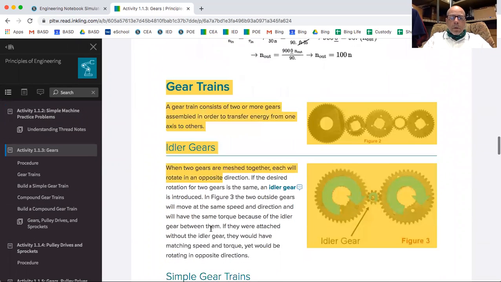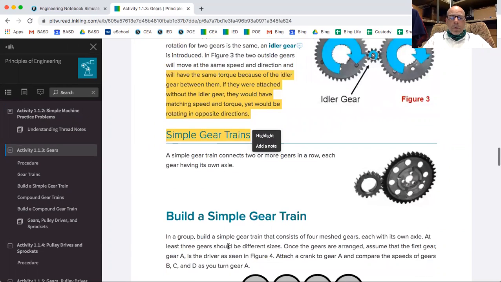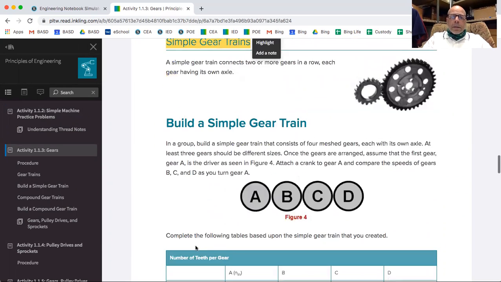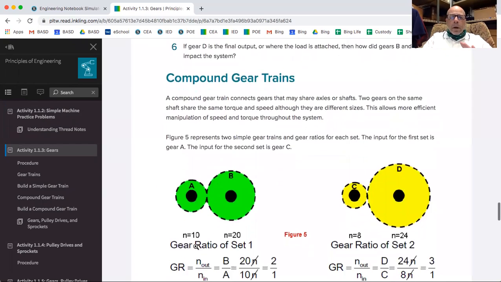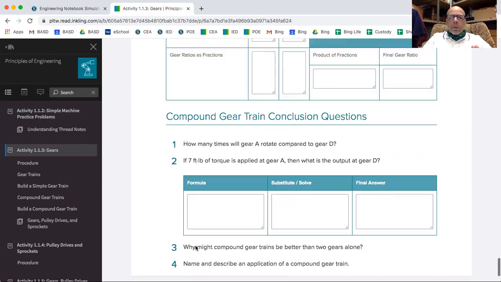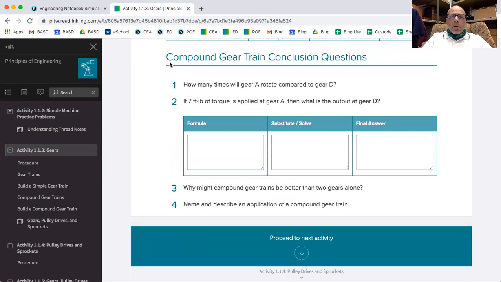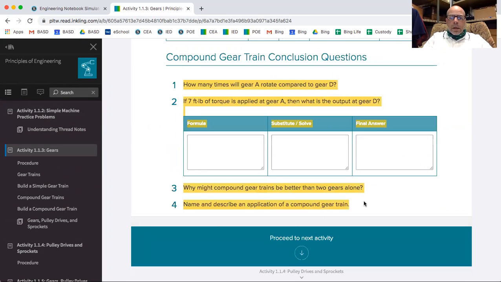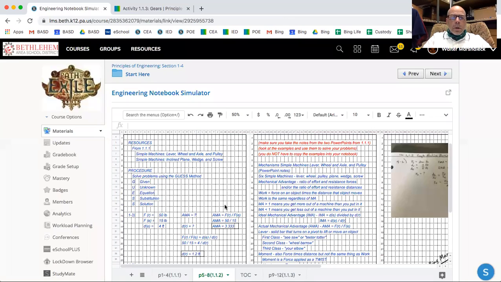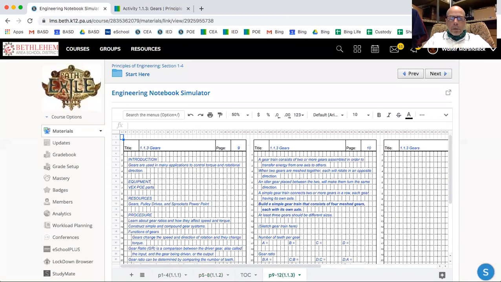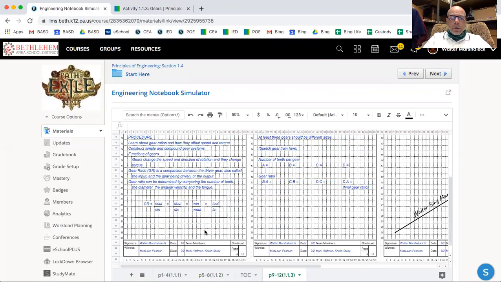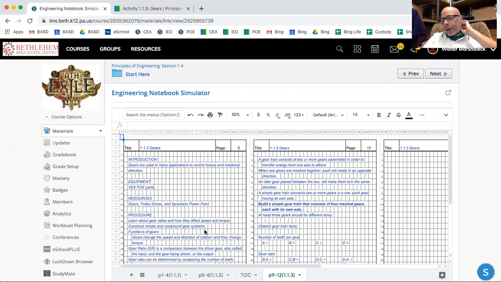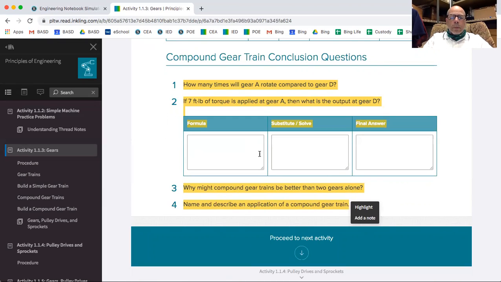Here's more notes for you. More notes for you. Okay, then it gets to this, build a simple gear train. Let's not worry about that for now. Compound gear trains, let's not worry about that for now. And let's just get all the way down to the conclusion questions. And that's what you would have in your notebook. So speaking of your notebook, for this 1.1.3, this is what I have. This is a simulation of what a notebook entry might look like.